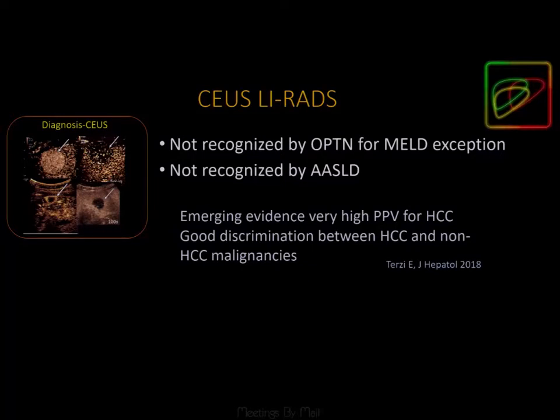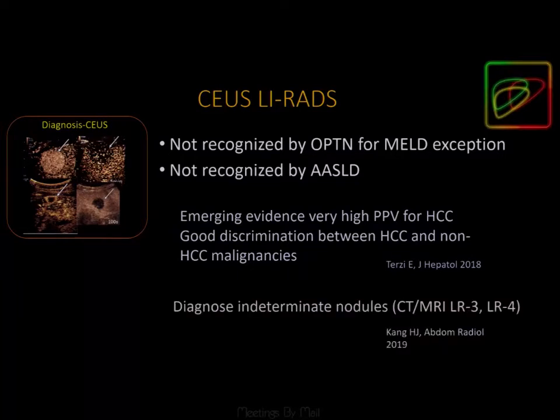There's quite a bit of emerging evidence and a lot of large cohort studies showing a very high positive predictive value for LI-RADS CEUS category 5 for HCC, and that it actually performs very well at discriminating between HCC and non-HCC malignancies. In practice, we tend to see this be most relevant when we have a lesion or maybe two lesions that require some further workup. So if you have an indeterminate lesion with regards to transplantation status, an LR3 or 4, sometimes CEUS can be done and can really help us to be more confident in saying this is a definite HCC.